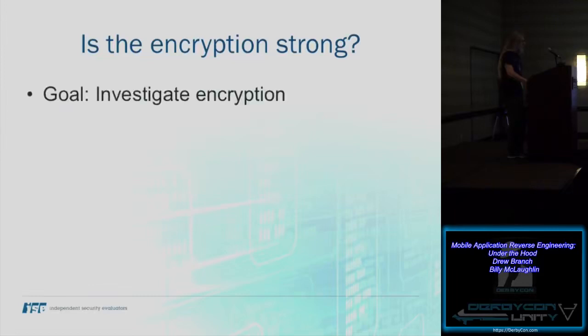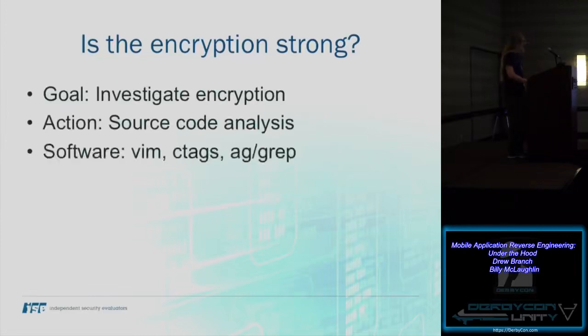So our goal here is to investigate the encryption itself. To do this, it's going to require some source code analysis. We want to see what is actually happening. Myself personally, now that I've exported all the code, I usually use a combination of Vim, the text editor, ctags, which is a command that will generate an index file of all the objects found in a source tree, and basically you can hop around between them, and ag and grep, which are just simple searching tools.